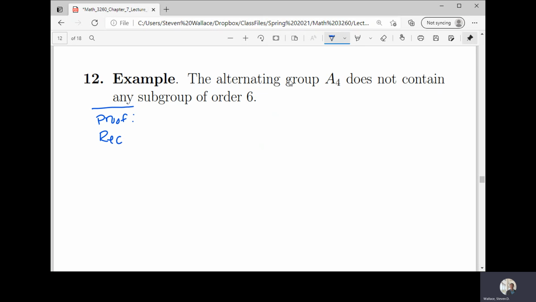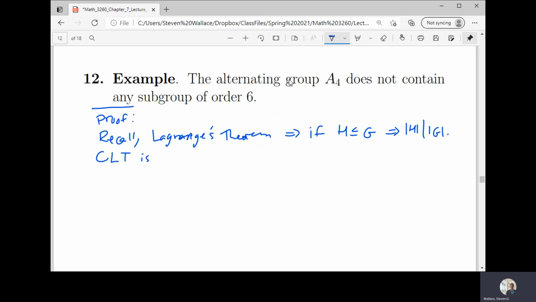So recall that Lagrange's theorem says if H is a subgroup of G, then the order of H must divide the order of G. However, there's a warning here, right? The converse of Lagrange's theorem is not always true.